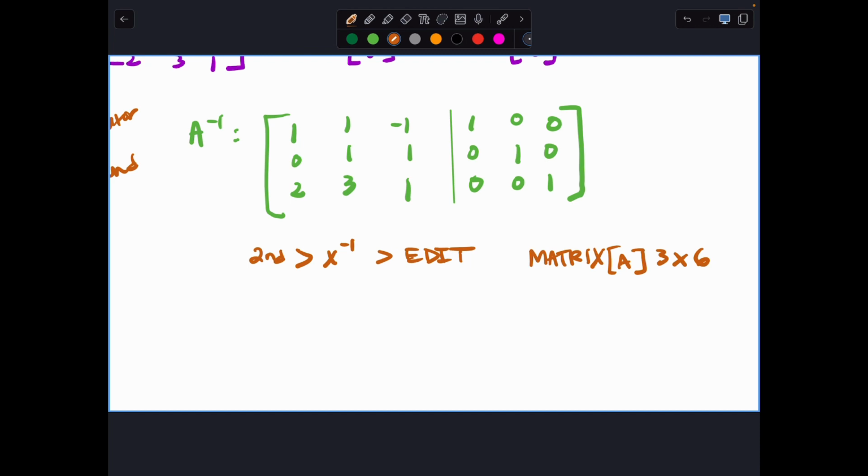If you do it in reduced row echelon form, it literally just gives you the inverse matrix, right? 0 on the right hand side, yeah.